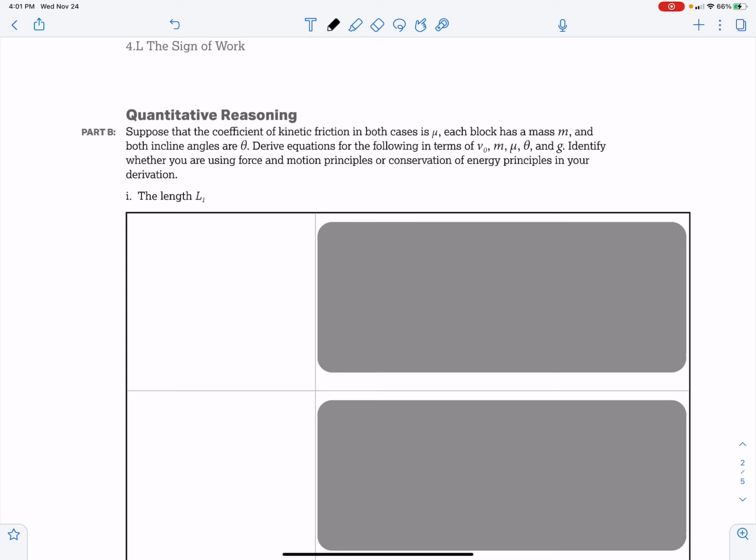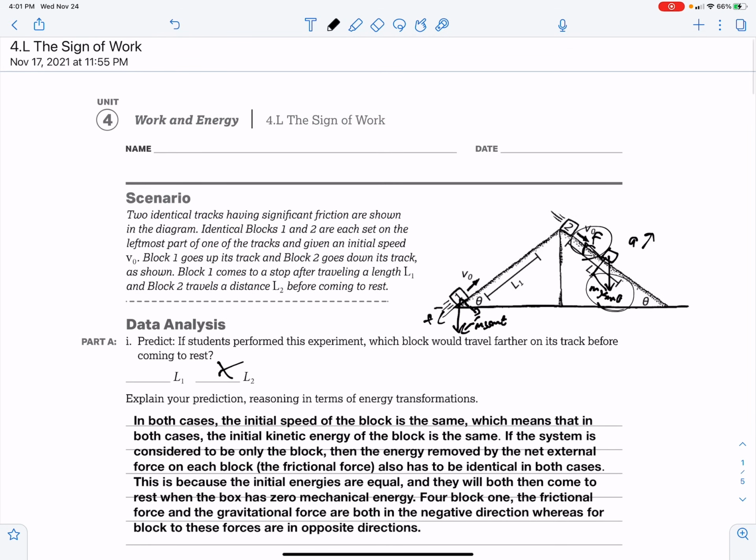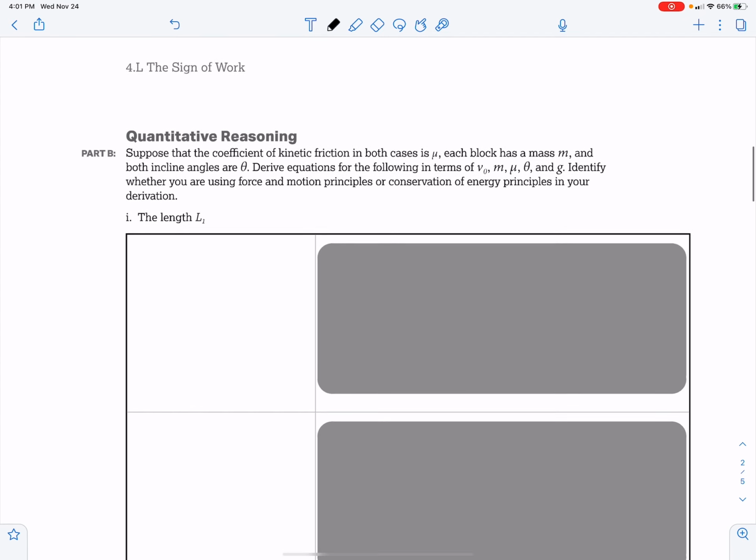So it looks like they're giving a choice in terms of whether you can use Newton's laws or use conservation of energy principles. Well, since this is an energy unit, I want to make sure we practice using energy principles. I already did a little bit of a prediction with forces and motion and Newton's laws, but let's take a look at it a different way.